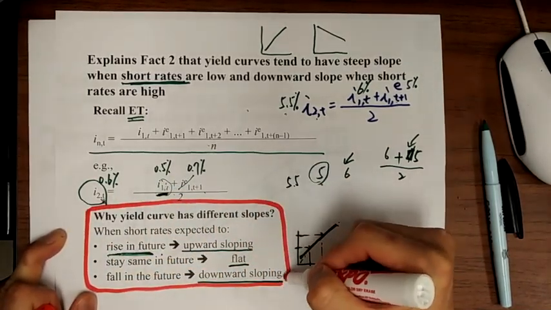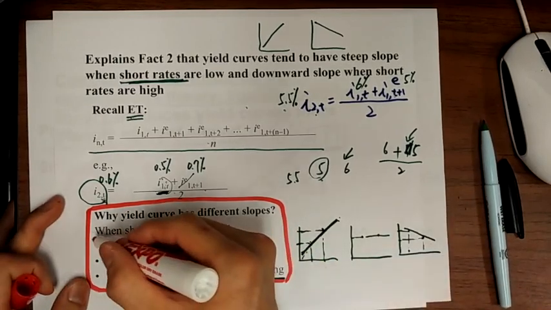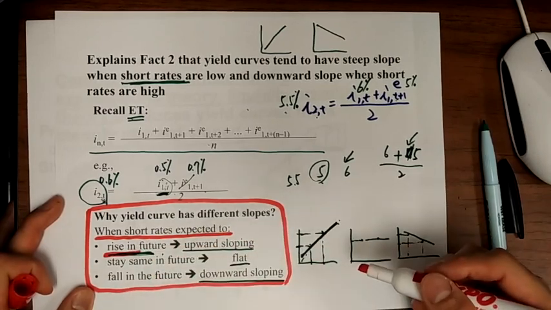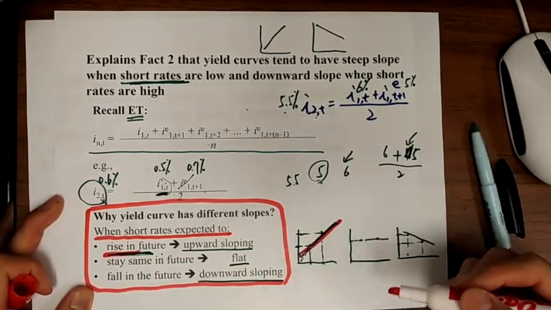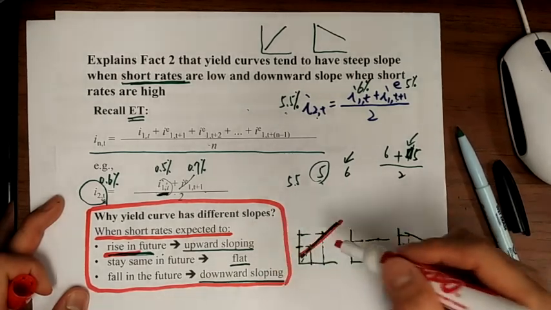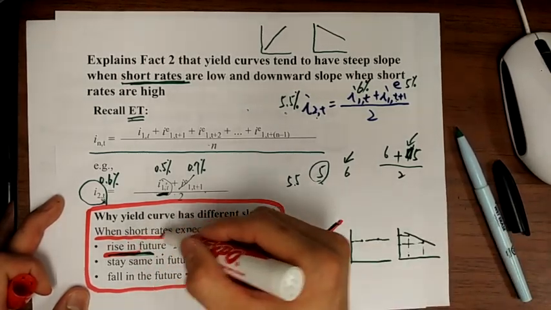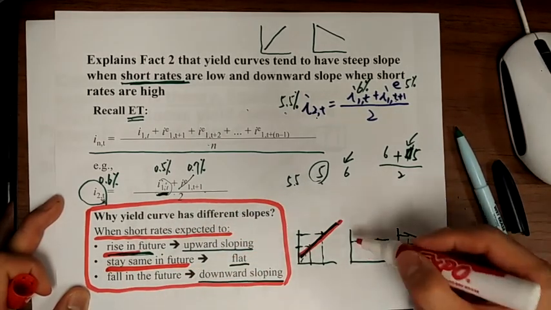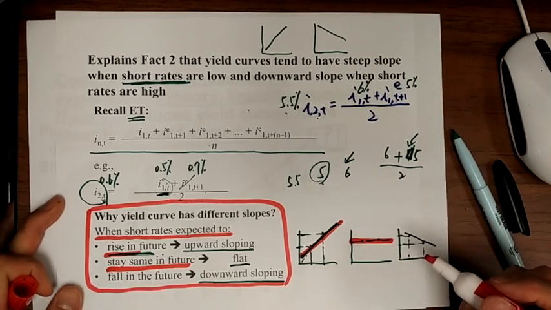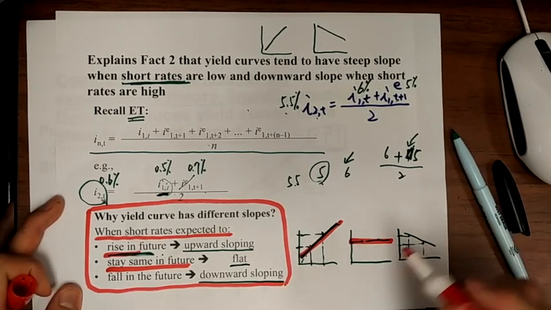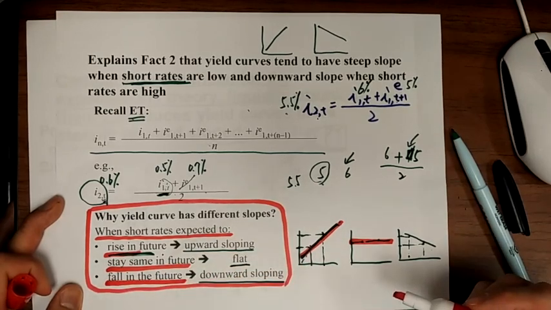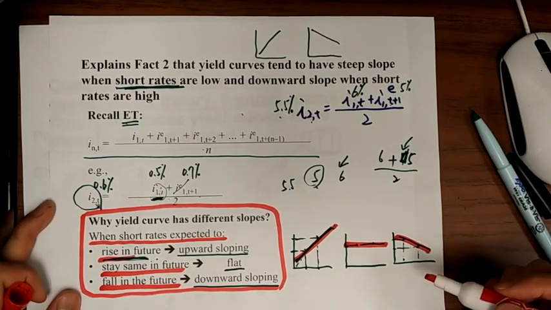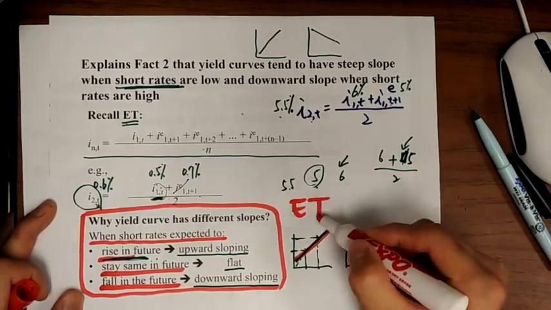When we are talking about expectation theory, we say that when short-term interest rate is expected to rise, then you will see an upward sloping yield curve, according to expectation theory. If people expect short-term interest rate to stay the same, then you will observe a flat yield curve implied by expectation theory. If people expect short-term interest rate to fall in the future, then you will observe a downward sloping yield curve implied by the expectation theory. This is the expectation theory.